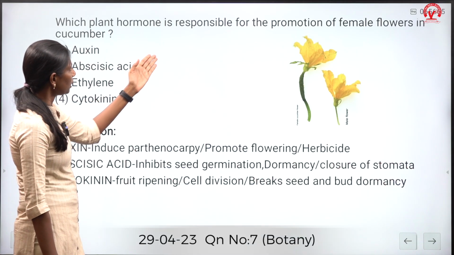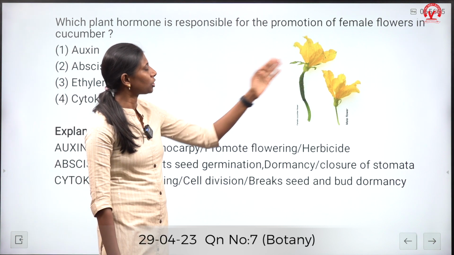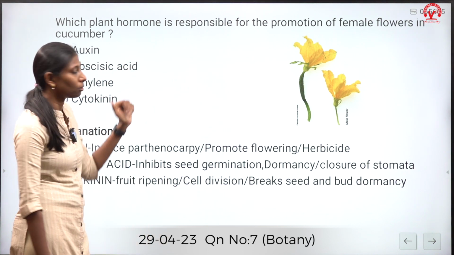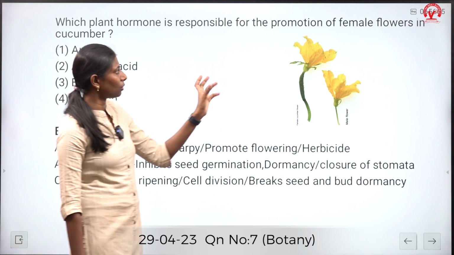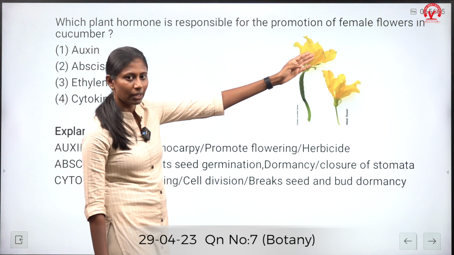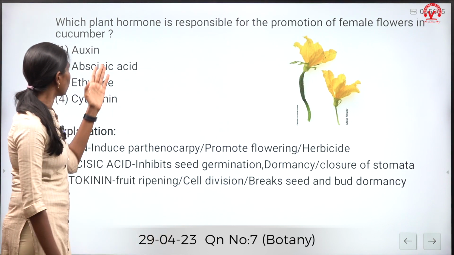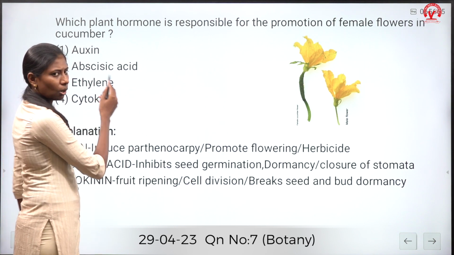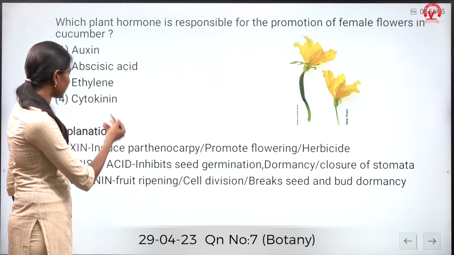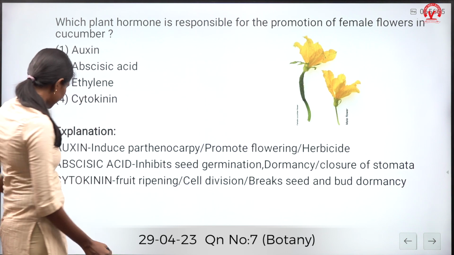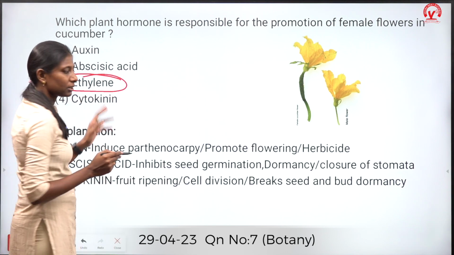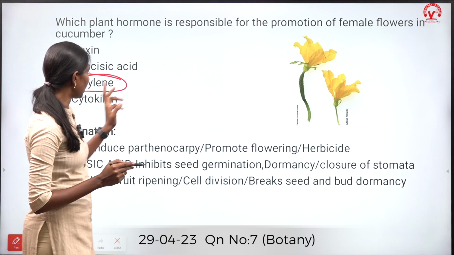Which plant hormone is responsible for the promotion of female flowers in cucumbers? So, you have to specifically know which hormone is responsible for the female flower production in cucumber, whether it is auxin, abscisic acid, ethylene or cytokinin. So, the answer is ethylene. Specifically, you have to know this answer, ethylene.